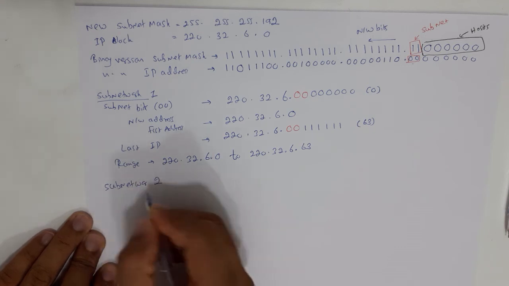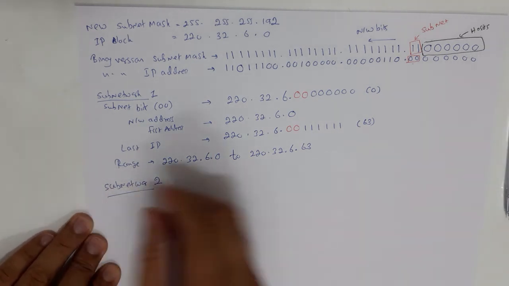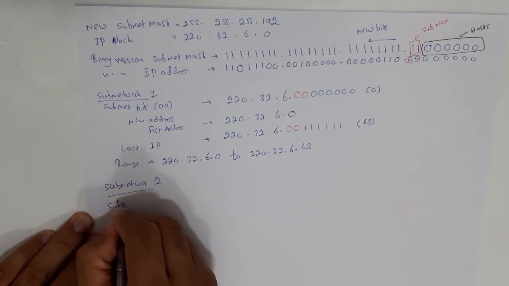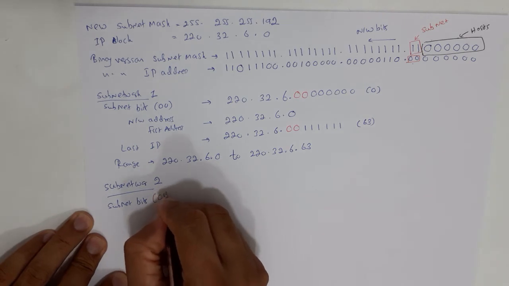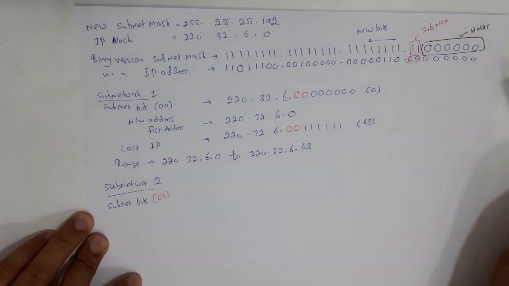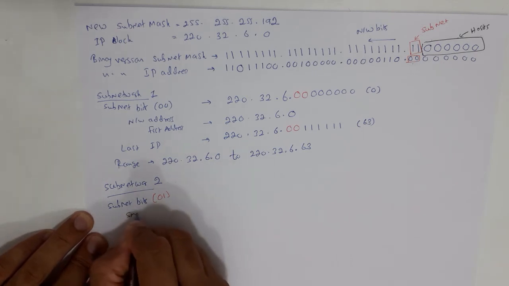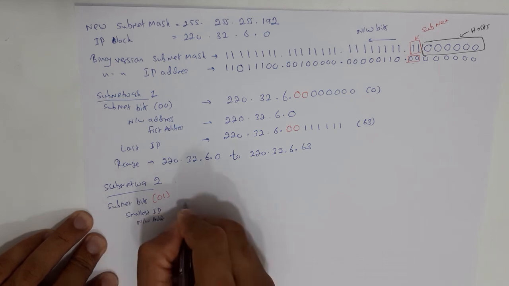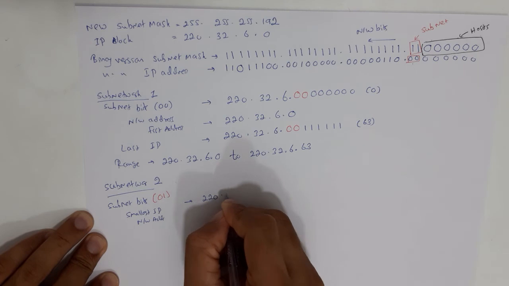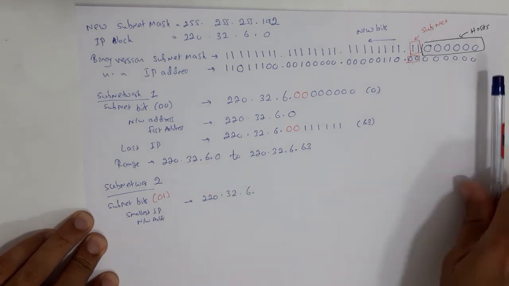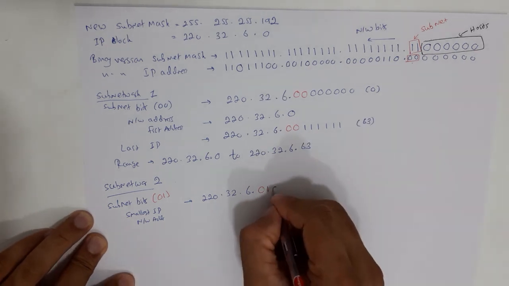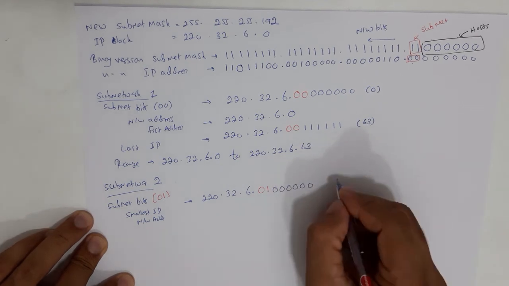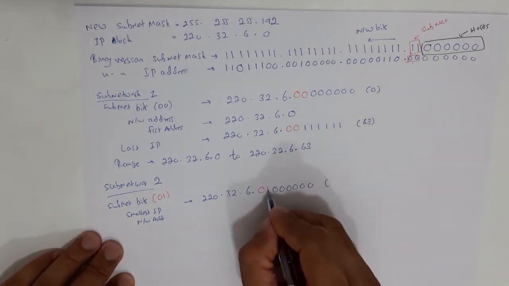In the same way, I may go for subnetwork 2. Now I have to change the subnetwork bits. Earlier 00, now I may go for 01. Now we'll see the smallest IP, which is the network address. These are network bits 220, 32, 6. Subnetwork bits have to be 0 and 1. Smallest means 1, 2, 3, 4, 5, 6. Then what is that in decimal? This is 64.